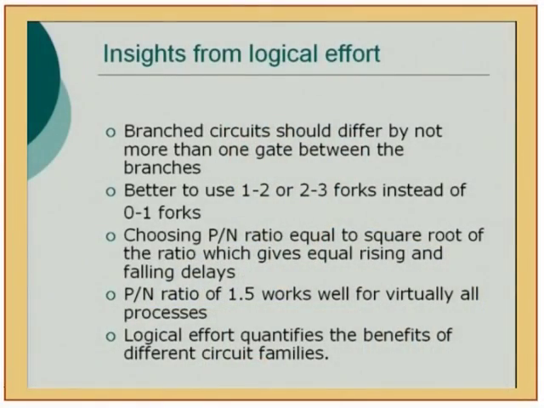Branch circuits should differ by not more than 1 gate between the two. If 2, 1, 3, 2, 4, 3, always do that. Better to use 1, 2 or 2, 3 forks instead of 0, 1 forks. Okay. Choosing P to N channel ratios, sizing equal to the square root of the ratio gives equal rise and fall delay. Beta should be close to 1, okay, so that rise and fall are equal. Typically a P to N ratio of 1.5 works for most technologies. This is not true for 65 down or 40, even 65, but okay.